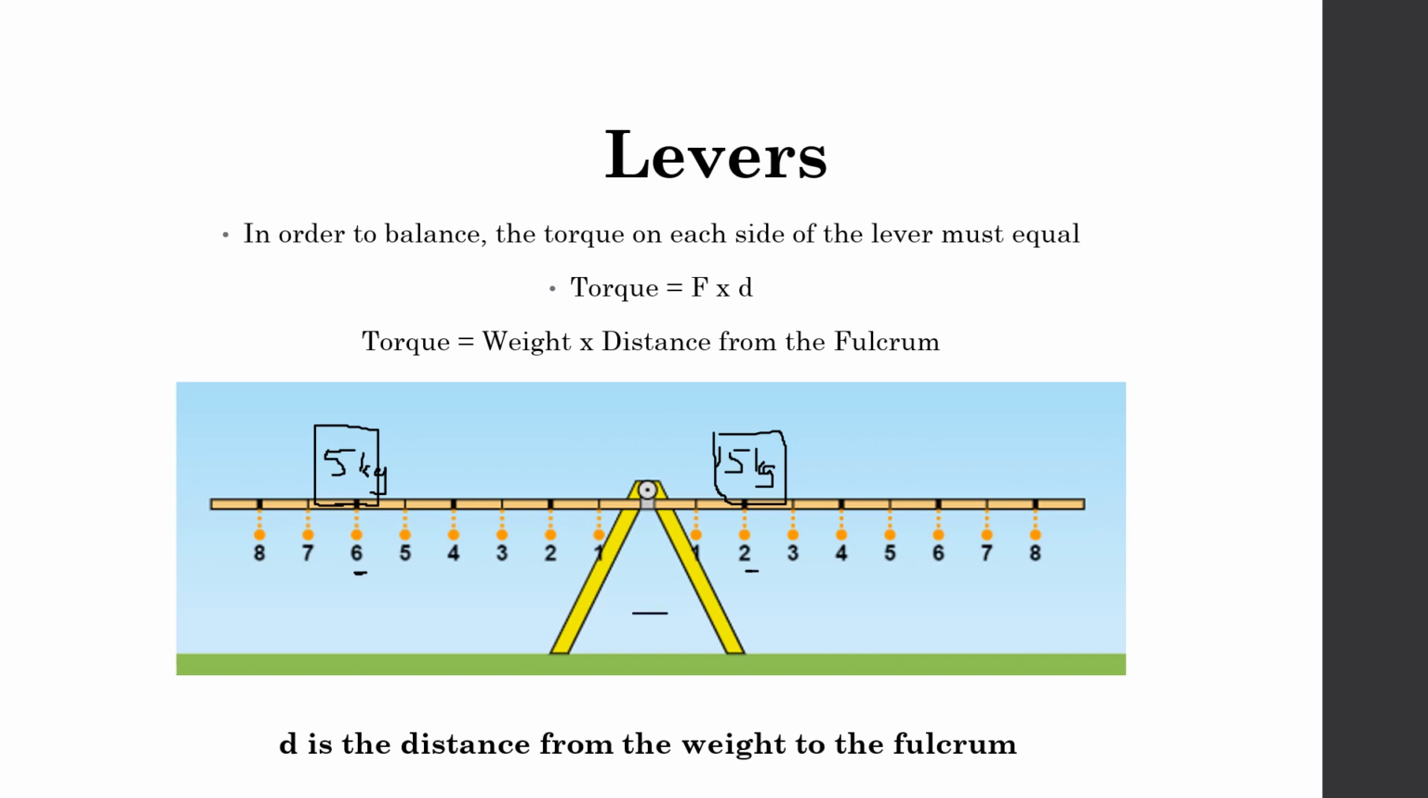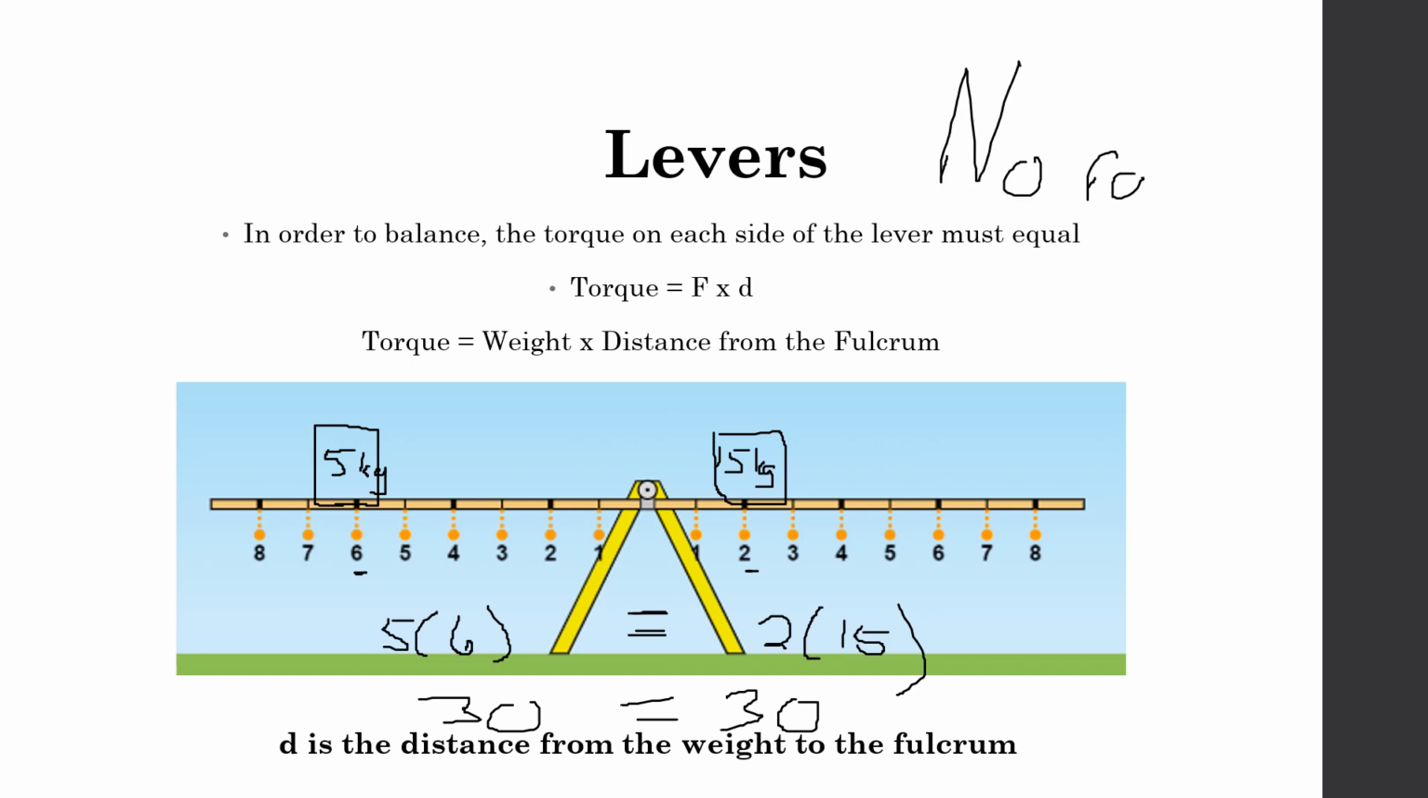Let's see. If it balances, the torque on the left side should equal the torque on the right side. So this is going to be 5 times 6. If it balances, it will equal the torque on the other side, 2 times 15. Oh, 5 times 6 is 30. If it equals, it's balanced. No rotation. It's totally balanced. Yes, the torques cancel out. The torque is equal and opposite. Those counteracting torques cancel each other out.